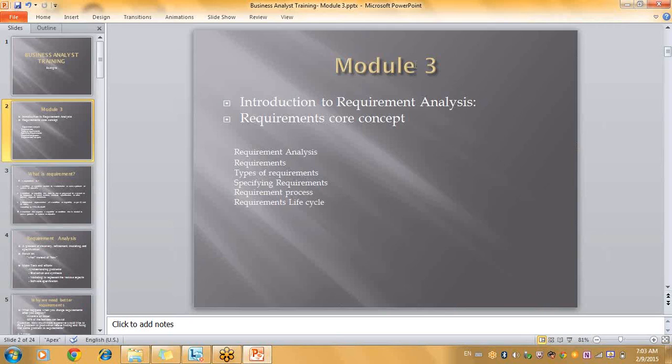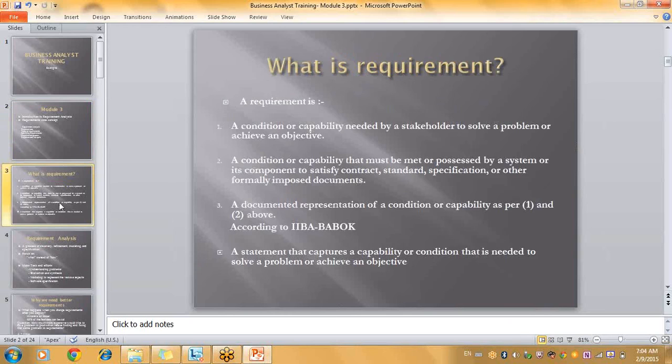From the first two modules, I keep on saying we do requirement analysis, we gather requirements. So now we will see what is a requirement, how many types of requirements we have in a project, how do we specify them, what are the characteristics of a requirement, how do you write effective requirements, right? All that we are going to see in this module. Now let's see first what is a requirement. A requirement is basically a condition or a capability needed by a stakeholder to solve a problem or in order to achieve an objective, right?